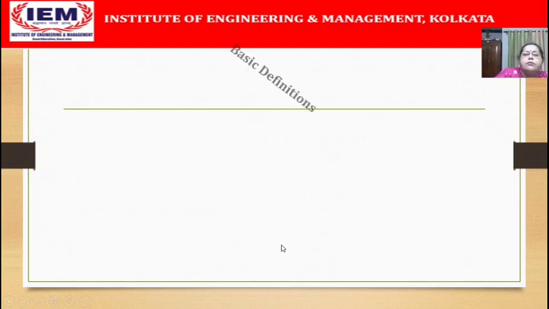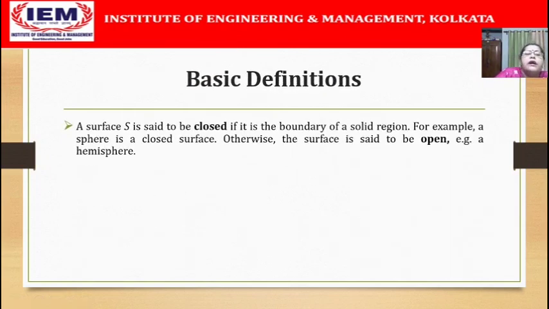Let us see some more basic definitions. A surface S is said to be closed if it is the boundary of a solid region. For example, a sphere is a closed surface, whereas a hemisphere will be an open surface.